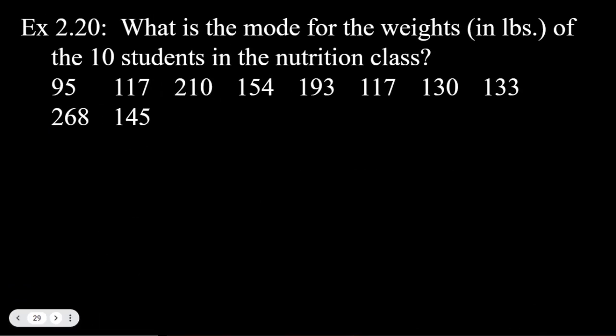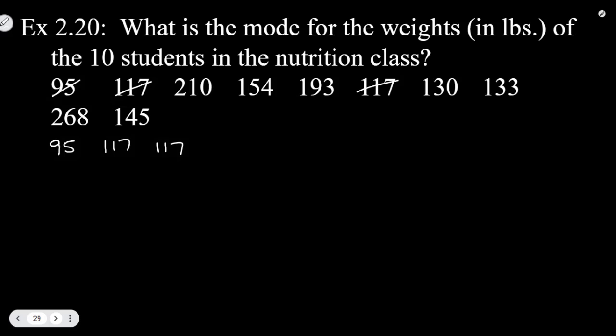For example 2.20, what is the mode for the weights in pounds of the 10 students in the nutrition class? So the easiest way to probably do this is put these in order. That way you can see them written right next to each other. So we've got a 95. Next we have 117 and another 117. Then we have 130, 133, 145, 154. Then we jump to 193 and 210 and finally 268.